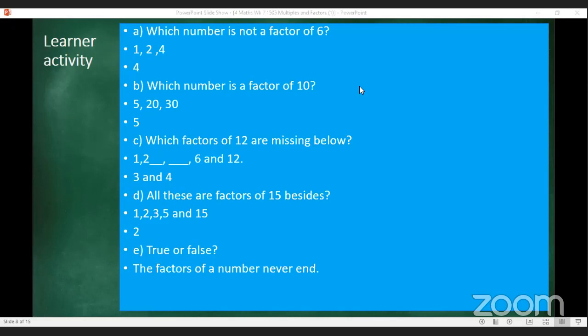So that is about factors, guys. Factors start with 1 and end with that number. And then how do we get factors? We find factor pairs. How do we find factor pairs? We look for 2 numbers that, when we multiply them together, give us that number.